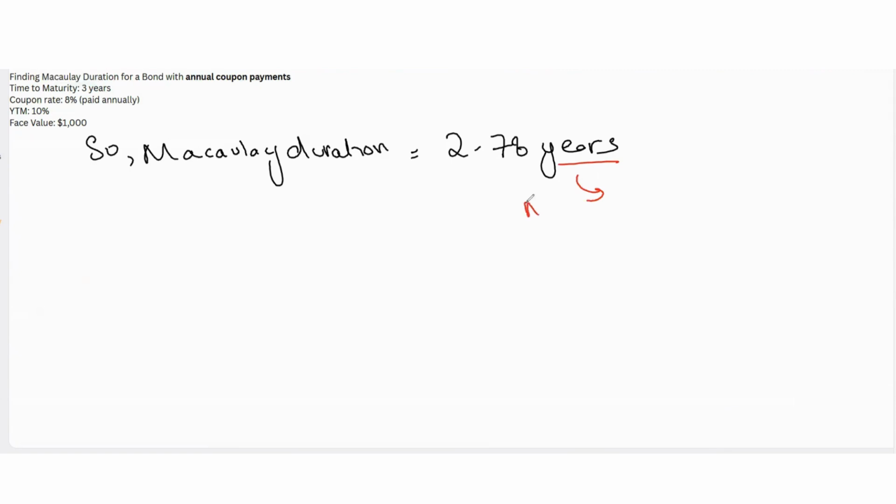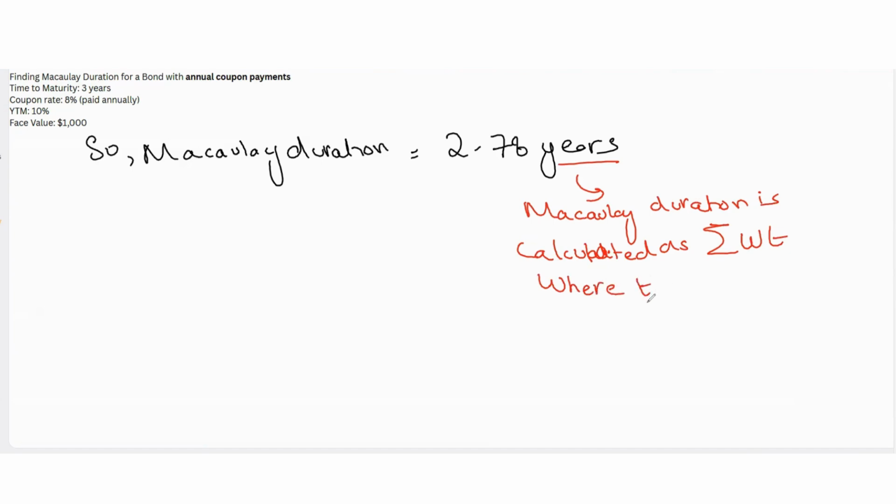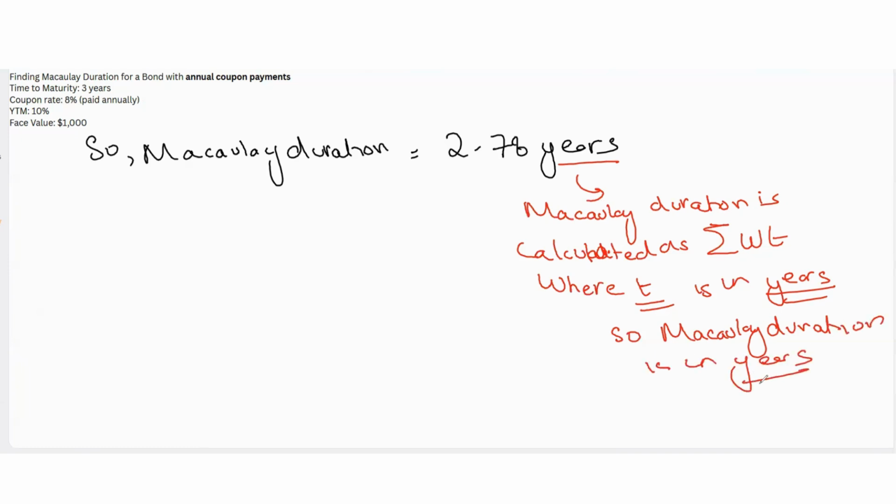That is because Macaulay duration is calculated as the summation of W times T, but T is in years. T we took in years; it was the time in years when the cash flow is received. T is in years, so Macaulay duration is in years as well. So that is why I know the unit is going to be years, because T is in its formula, and summation WT is in years. So this is just something to keep in mind.